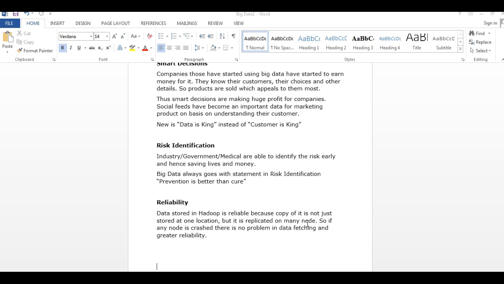So these are the points: with the help of big data and Hadoop, you can make smart decisions, identify risks early, and rely on the data being saved. You must have seen that you prefer to upload your documents on Google Drive and similar services because whatever may happen, your data would be secure. Even if there are crashes, your data is there, because that is reliability. The reliability factor comes into your mind. So that was a small session regarding the advantages. Thank you.